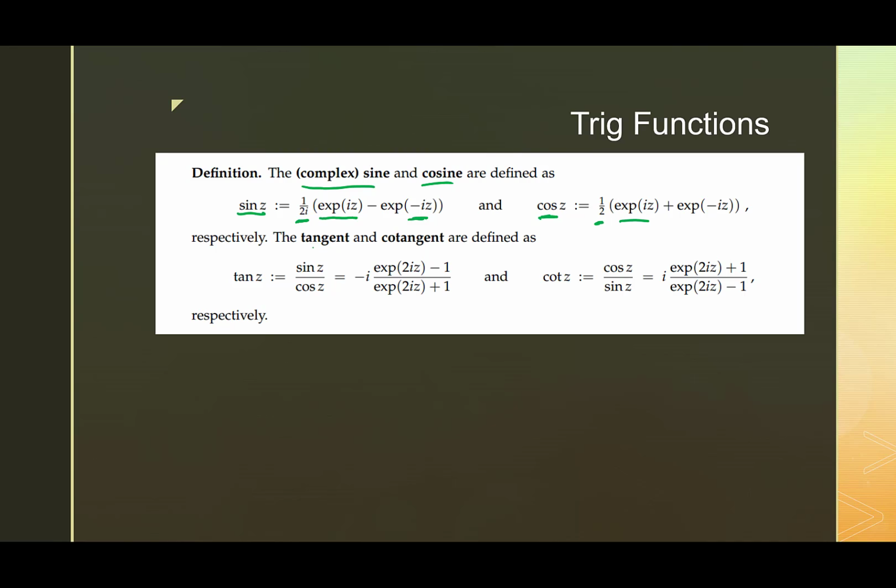Tangent and cotangent are defined like they would be in a trig class. So tangent is just sine over cosine. And if you simplify that, you actually get this expression here: minus i times (exp of 2iz minus 1) over (exp of 2iz plus 1). And similarly, cotangent is cosine over sine, and if you simplify that, you get this expression here. Okay. Now, I will say if you wanted to define the other two trig functions, secant and cosecant, you would define those similarly as well, meaning secant would be 1 over cosine and cosecant would be 1 over sine.